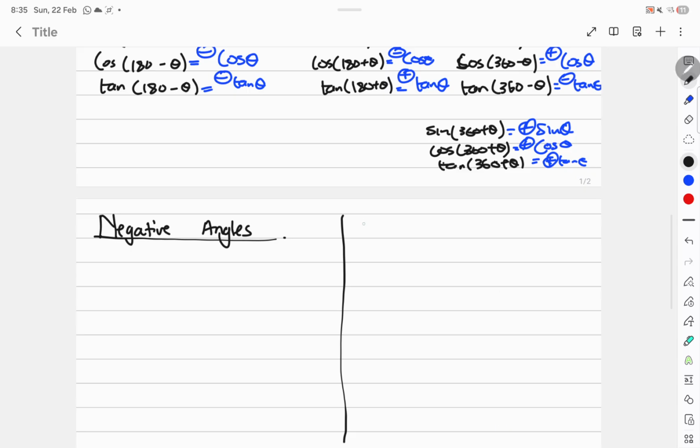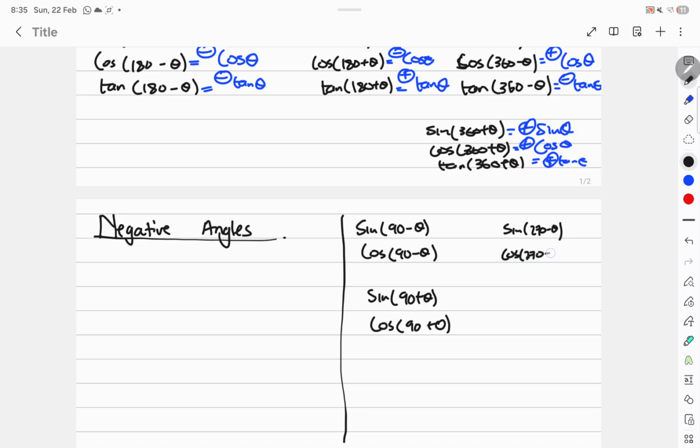So let's do it. So the sine of 90 minus, the cos of 90 minus, and then the sine of 90 plus, the cos of 90 plus, and then the sine of 270 minus, the cos of 270 minus, the cos of 270 plus, and then the sine of 270 plus. All right.